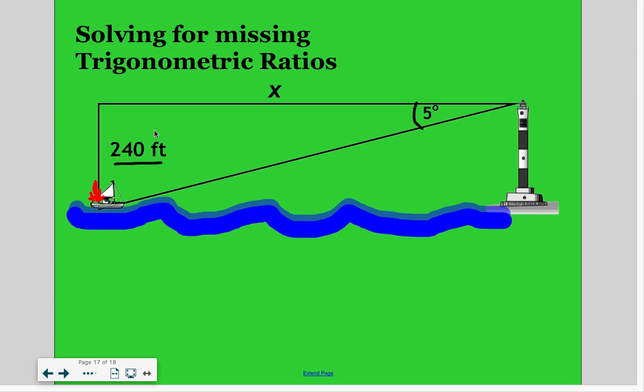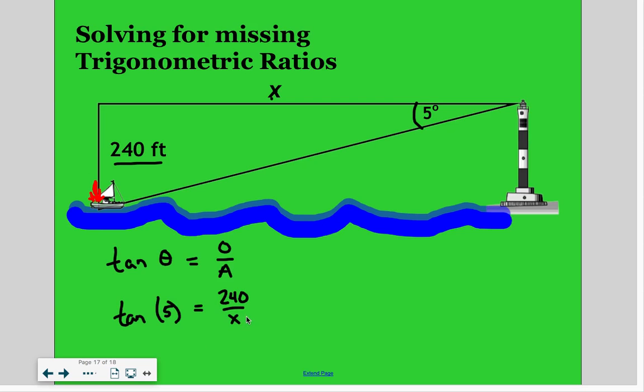And so I can see that the 240 is my opposite side, the x is my adjacent side, and so my opposite and adjacent would give me tangent. We're going to use tangent, so I'm going to write in my tangent. Tangent theta equals opposite over adjacent. So if I plug in my numbers, tangent of 5 degrees equals my opposite side of 240 over x.